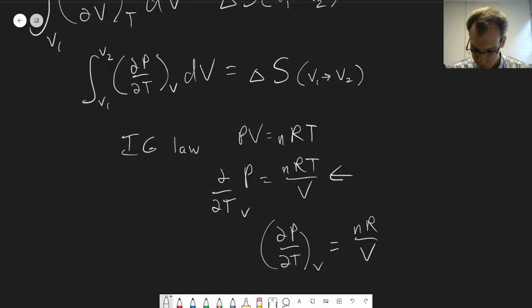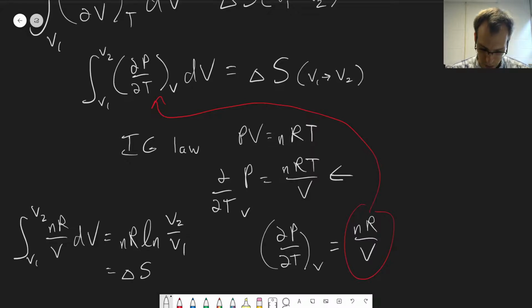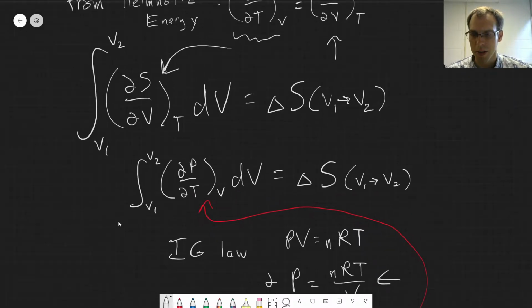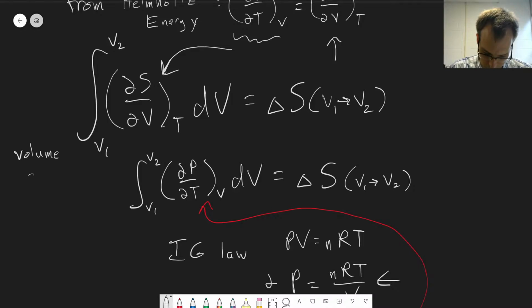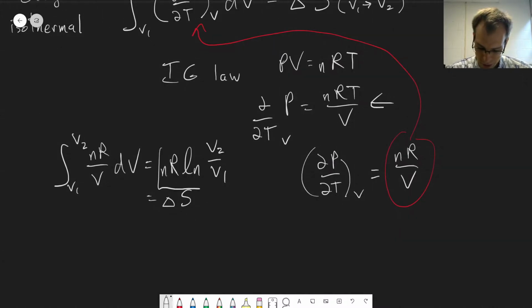Okay, but we can go ahead and substitute this expression into our integral here and make sure we get something that matches what we've already found before for ideal gases. Integrate from V1 to V2, nR over V dV, and we can see we're going to get nR log V2 over V1 is equal to delta S. Okay, and so what we were considering, just coming back up to our original integral here, we were considering a volume change. And one thing we have to look at is that T is constant. So this is an isothermal process. So this should match what we got for volume change for an isothermal process, isothermal compression or expansion. And this, in fact, should look familiar. This is the expression we derived for an isothermal expansion, what the change in entropy is.